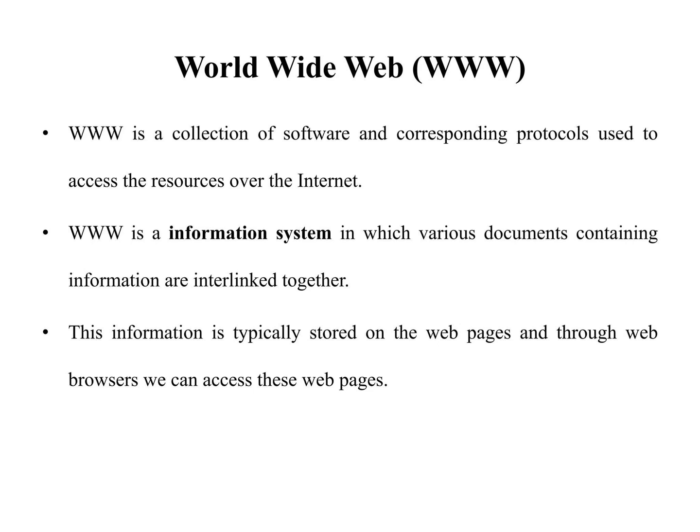Next one is the World Wide Web, written as WWW. It's a collection of software containing the corresponding protocols used to access resources over the Internet. This information system contains various documents with information that are interlinked together. That information is typically stored on web pages, and through a web browser we can access these web pages.